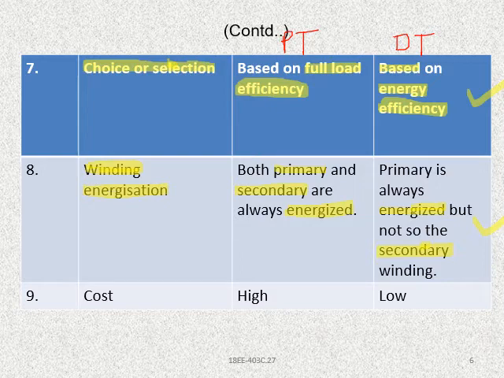The 9th point, cost. The cost of the power transformer is high since it is of large capacity. The cost of the distribution transformer is low since it is of less capacity. Make a note of this.